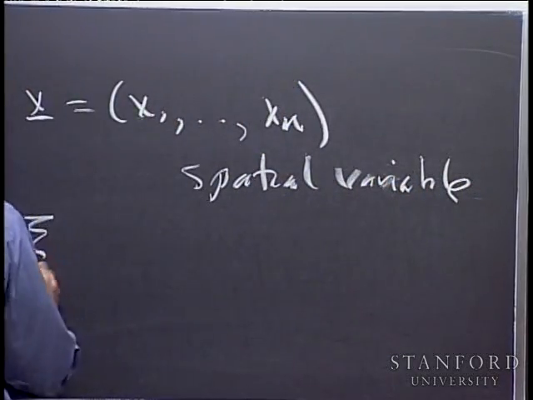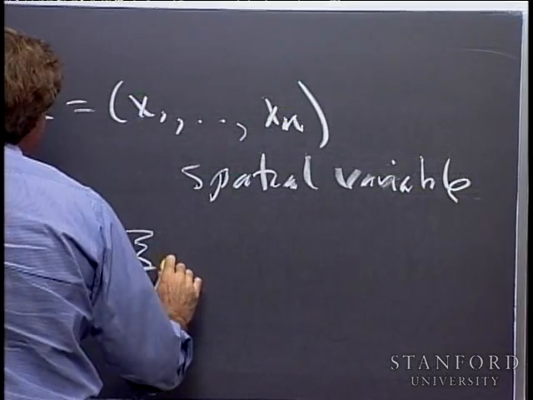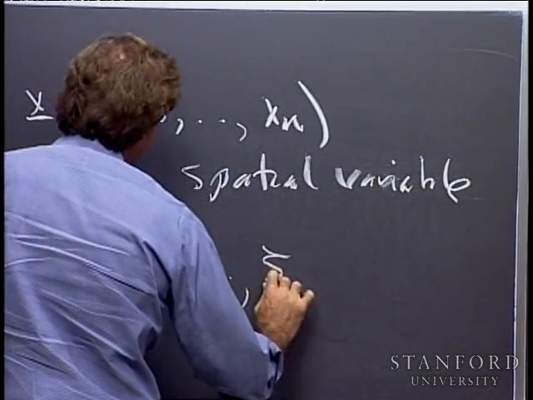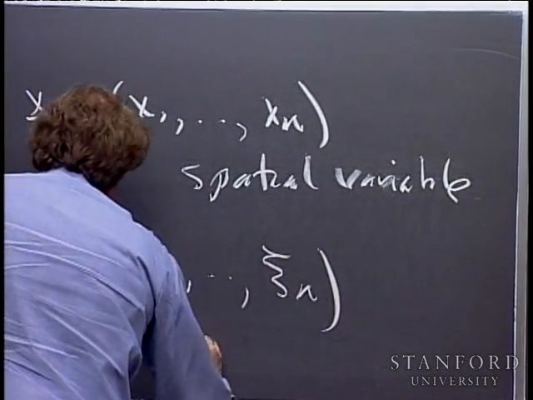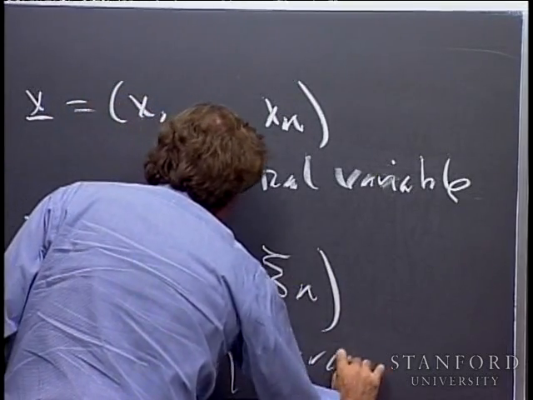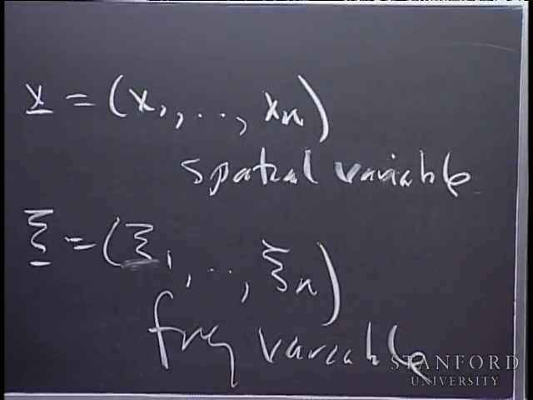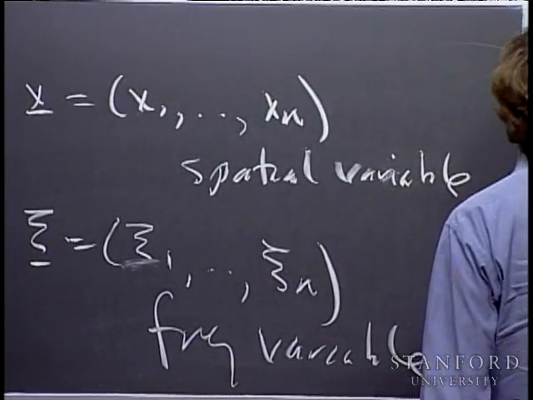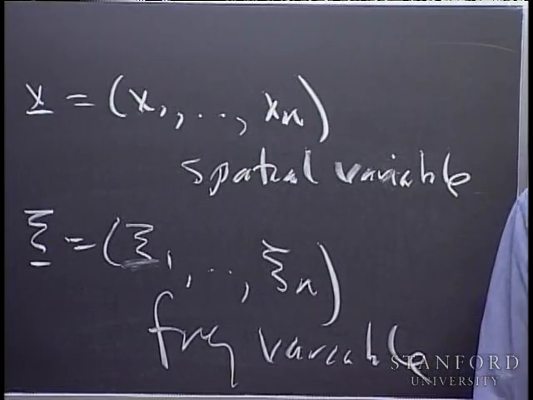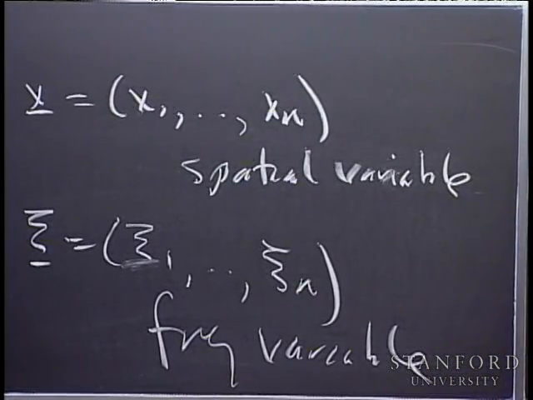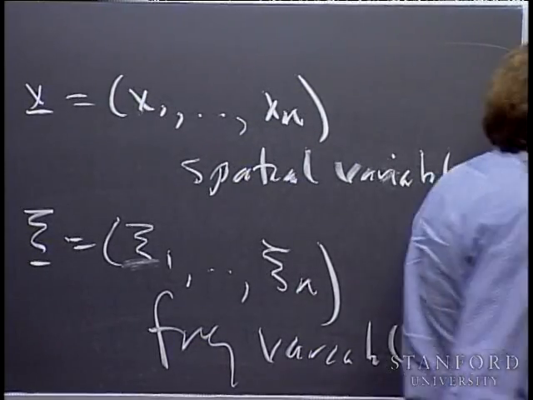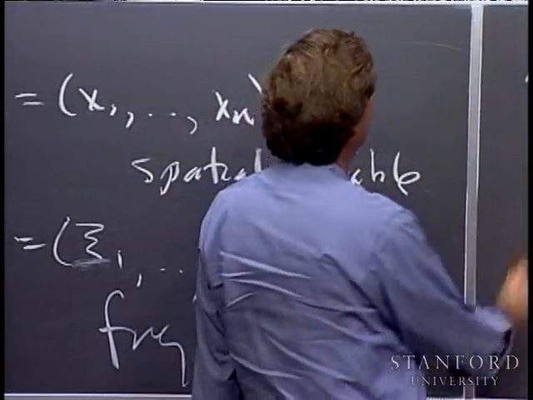We have the frequency variable, which I call xi, xi1 through xn, same dimension. All right, and we have a function, a scalar valued function, can be real or complex, but it's not vector valued. All right, so it's a real valued function or a complex valued function.